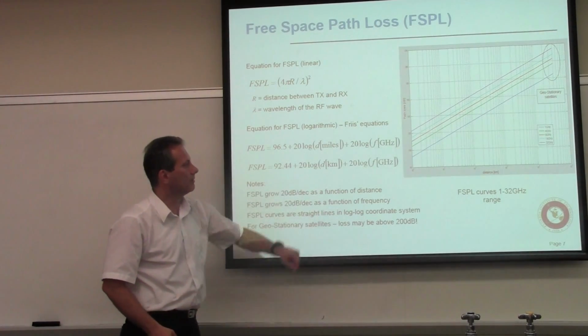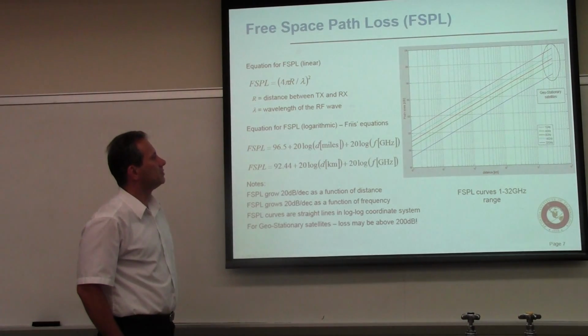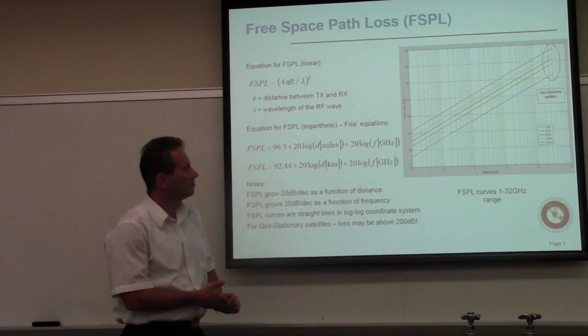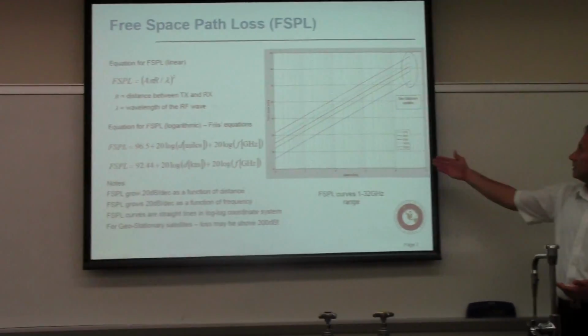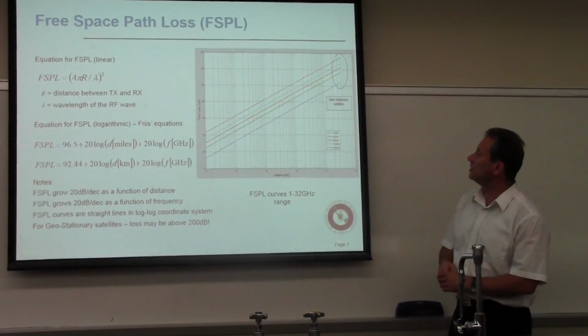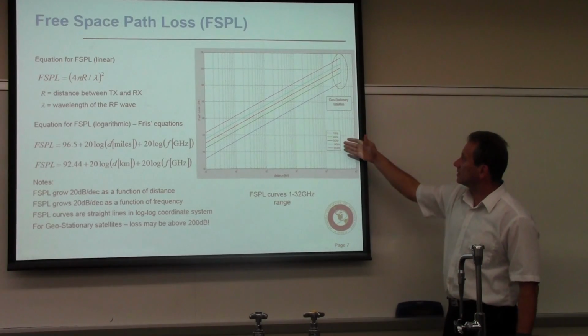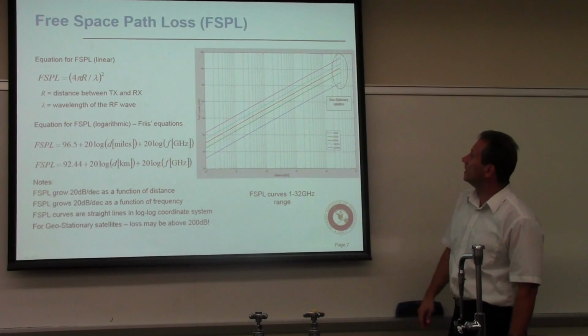What you see here on a chart is how much the free space path loss is as a function of the distance between satellite and the ground, and for the different frequency bands. It starts with this blue curve, which is at 1 gigahertz, and then goes all the way to the magenta curve, which is at 32 gigahertz, covering essentially your S, C, X, Ku, and Ka bands.